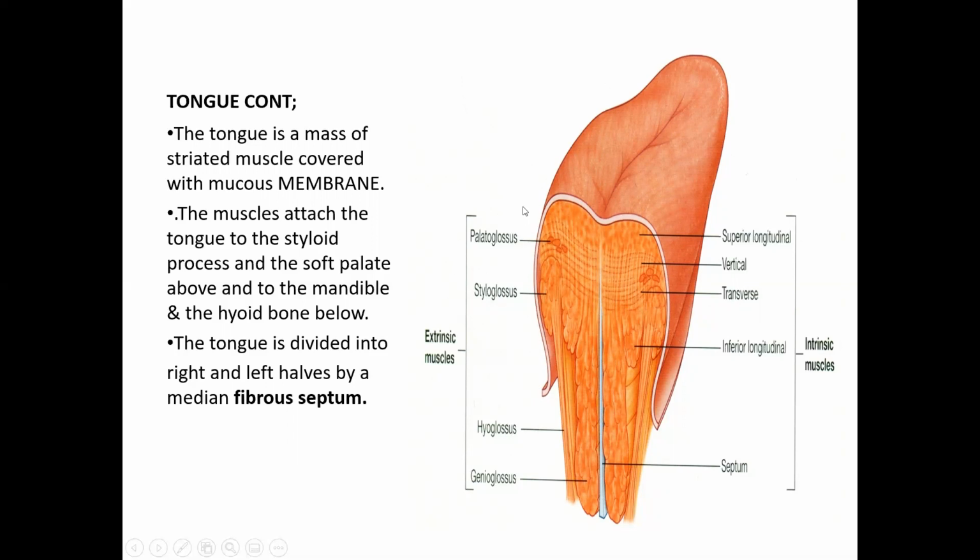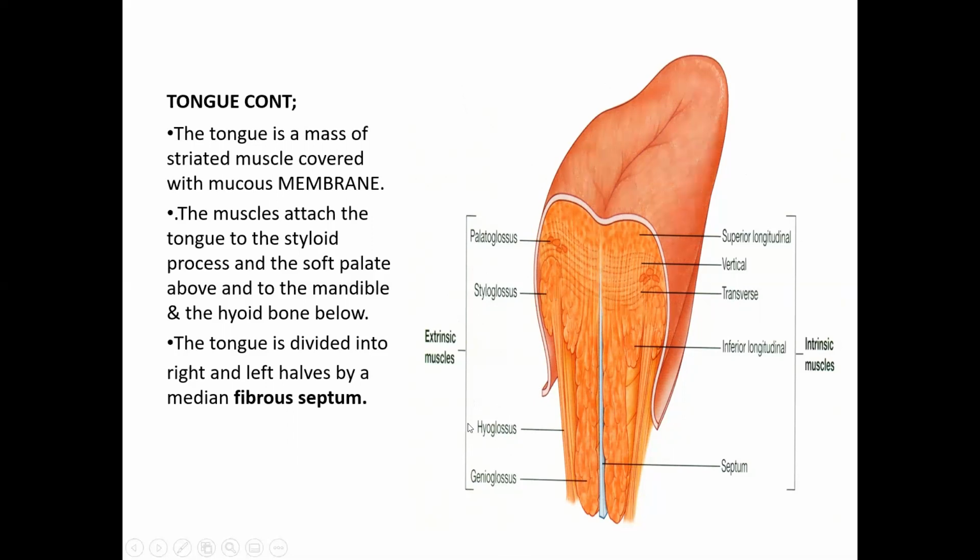So 2 are above source, meaning they are coming from the base of the skull, while 2 are below source, they are coming from the hyoid bone or the mandible. So the extrinsic muscles are 4 in number.